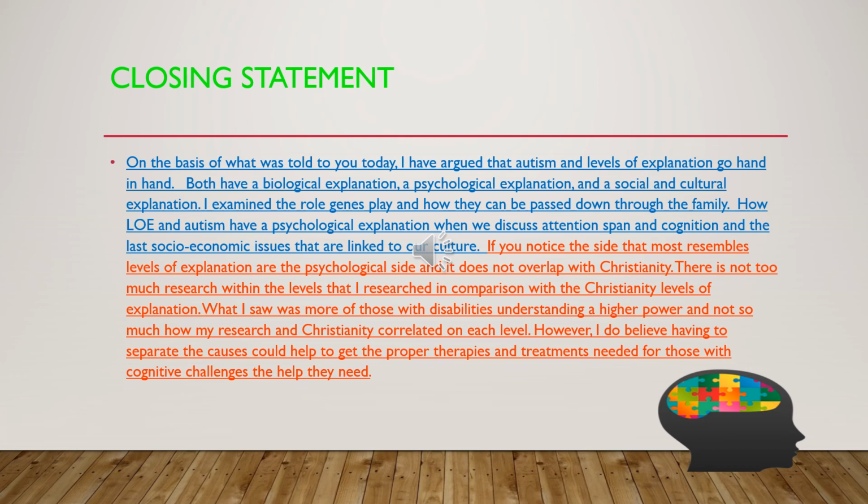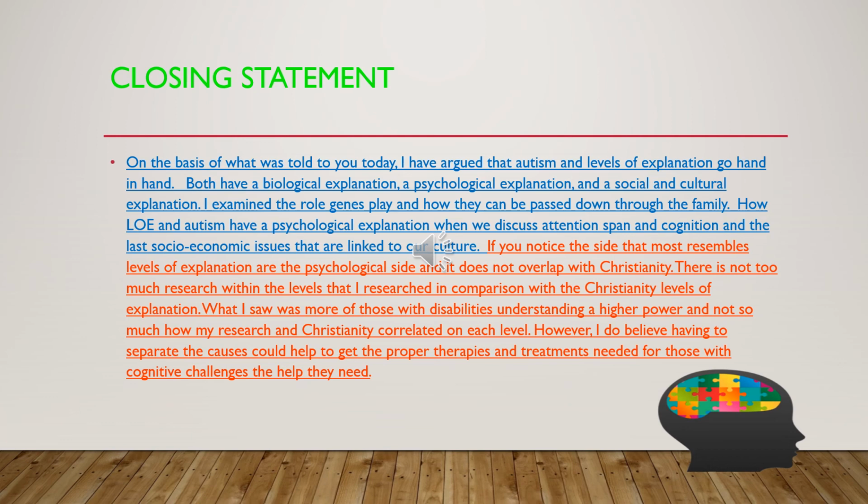Both have a biological explanation, a psychological explanation, and a social and cultural explanation. I examined the role genes play and how they can be passed down through the family, how LOE and autism have a psychological explanation when we discuss attention span and cognition, and the last, socioeconomic issues that are linked to our culture.